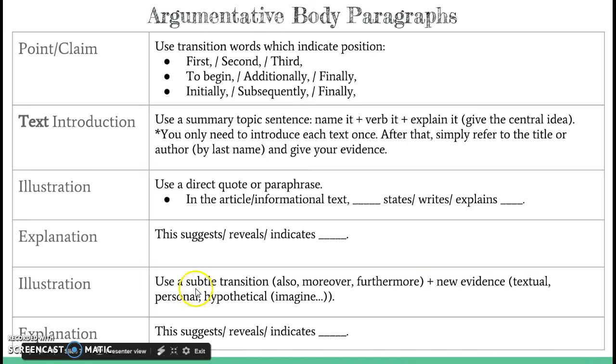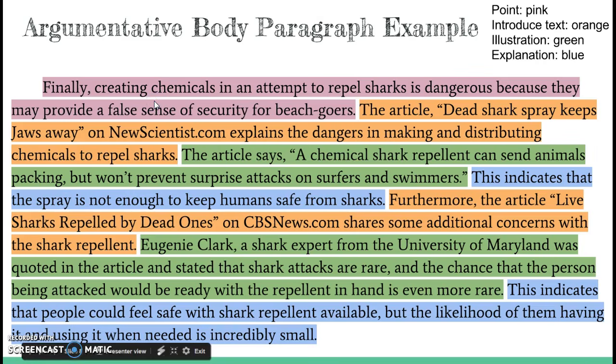illustration. It could be a personal example. It could be something hypothetical, where you want your reader to imagine if something happened. And then finally, you'll explain how that second illustration supports your point for the whole body paragraph. So let's look at an example. So going back to my examples on sharks, I've created a body paragraph.